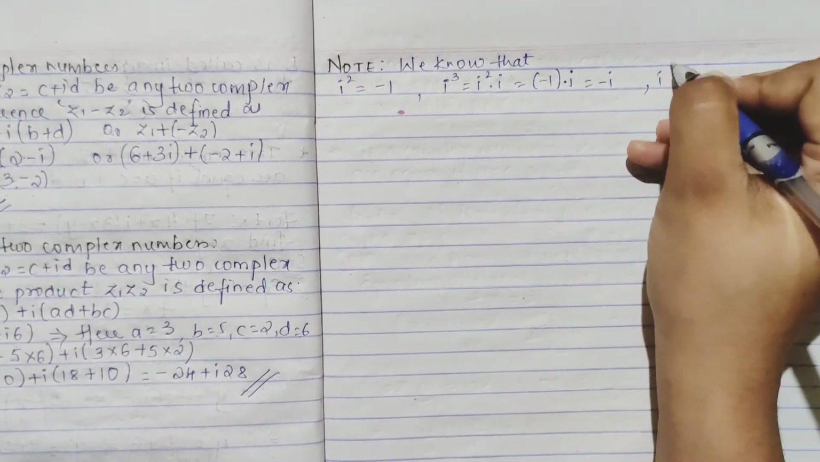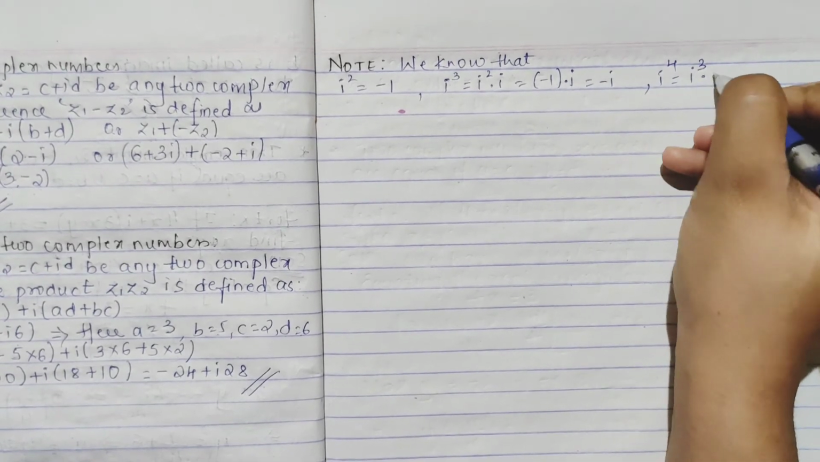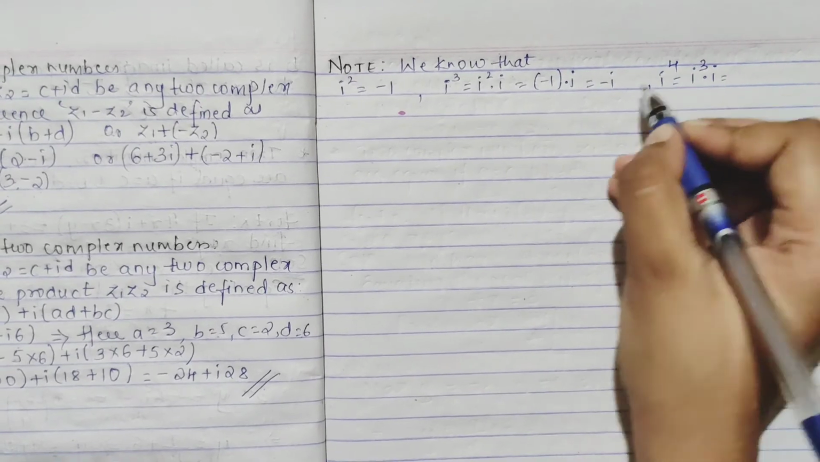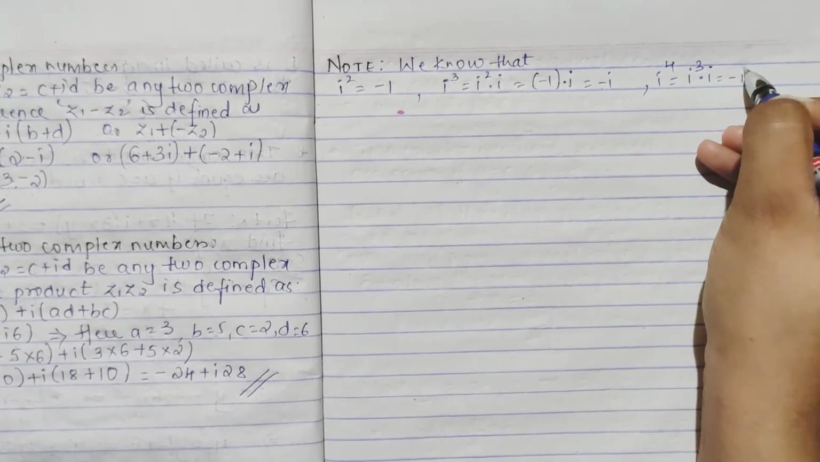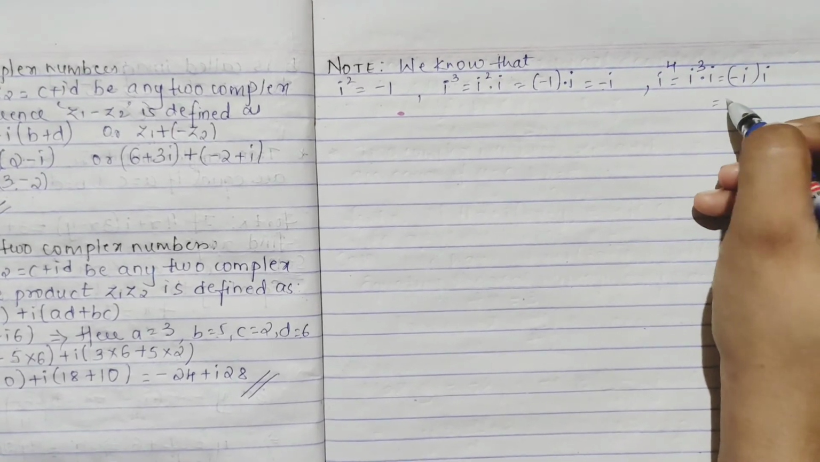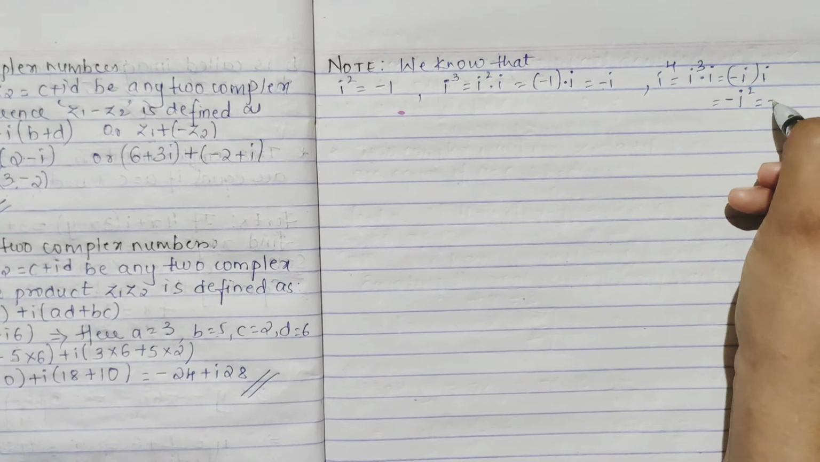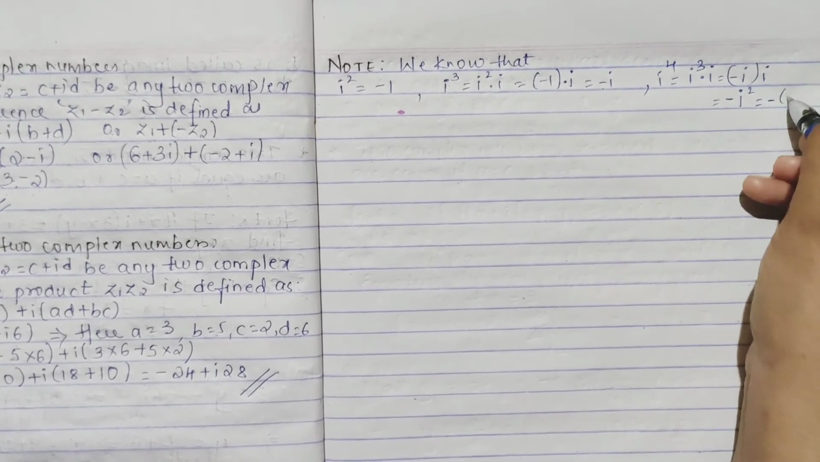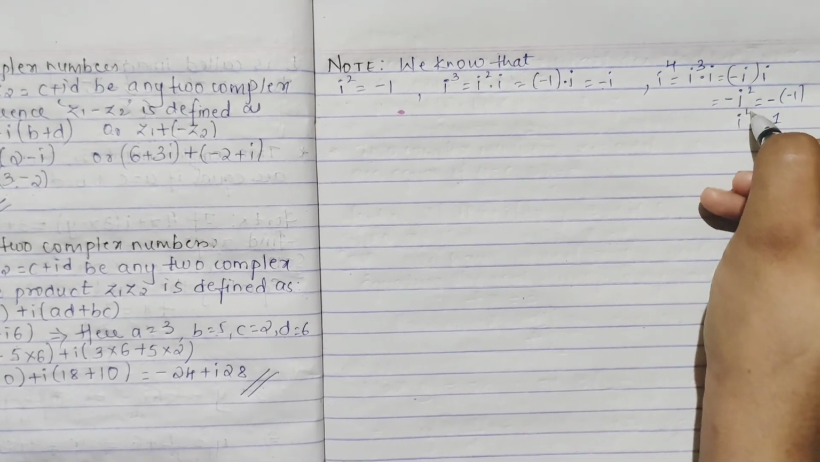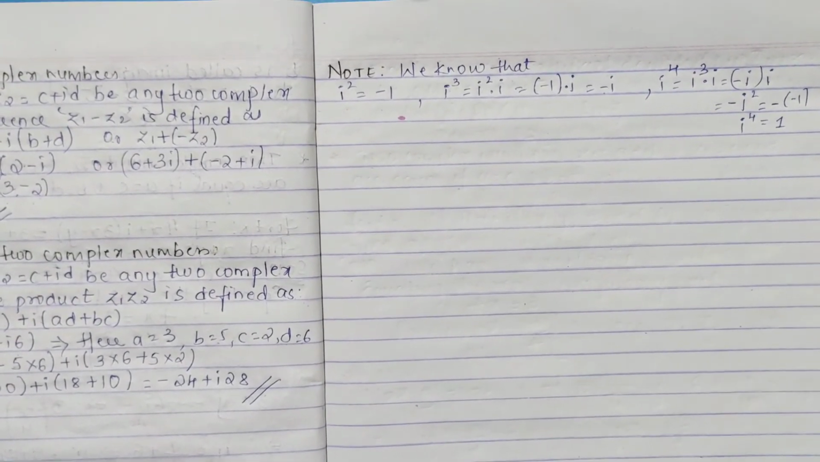In the same way, i raised to 4, how can I split? Either i cube into i, or i square into i square, your wish. I cube, what have I got? Minus i, and here I have i. So keep this minus sign, i into i is i square. Your minus sign is there already, and i square is again minus 1. So minus into minus becomes plus. So i raised to 4 is plus 1. Okay, like this, so on you can do.